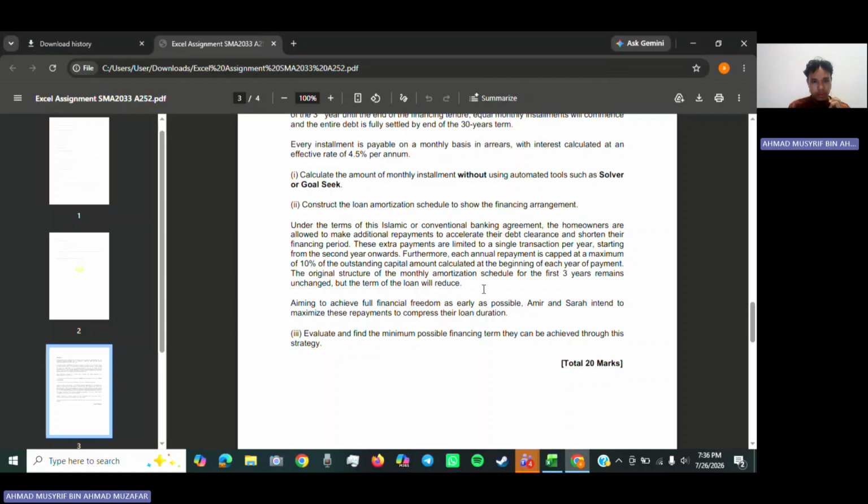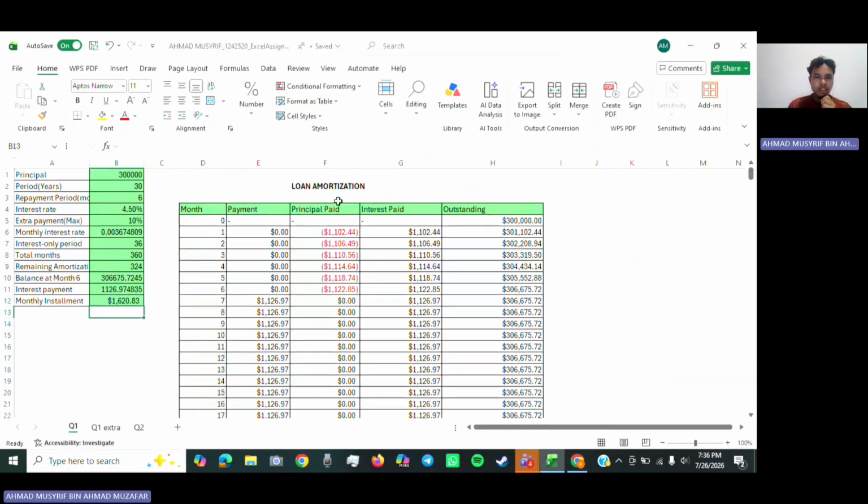So question 2, construct the loan amortization schedule to show the financing arrangement. This is my loan amortization schedule. I have one column each for payment, principal paid, interest paid, and outstanding balance. For the month, just plus 1 for every row.